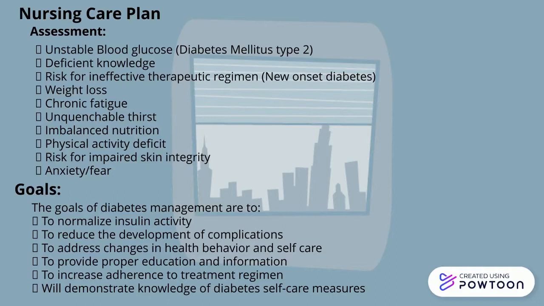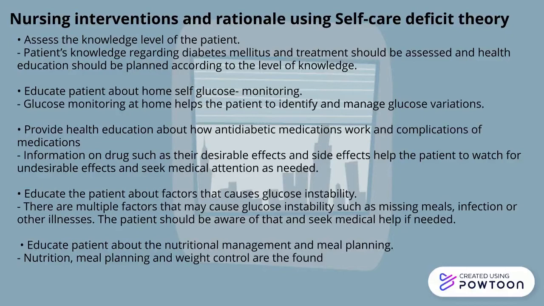Goals. The goals of diabetes management are to normalize insulin activity, to reduce the development of complications, to address changes in health behavior and self-care, to provide proper education and information, to increase adherence to treatment regimen, and to demonstrate knowledge of diabetes self-care measures. Nursing interventions and rationales.